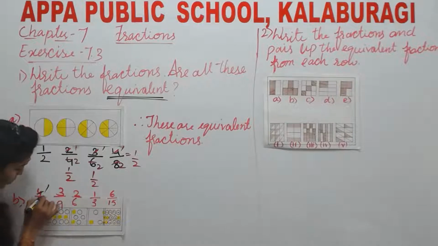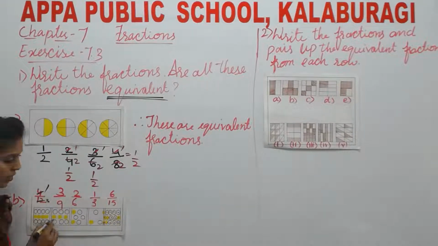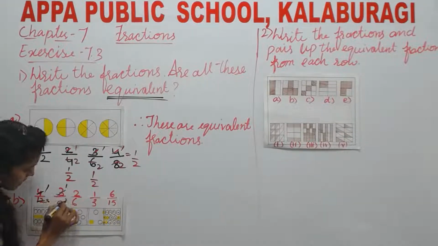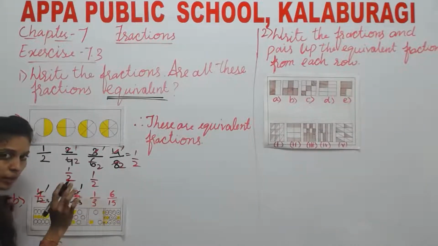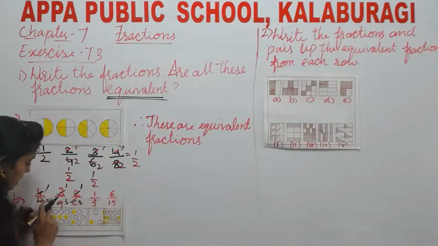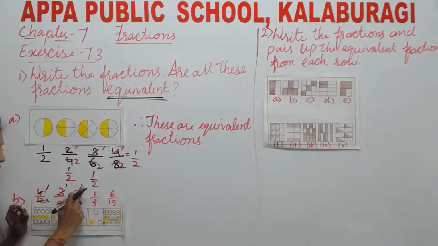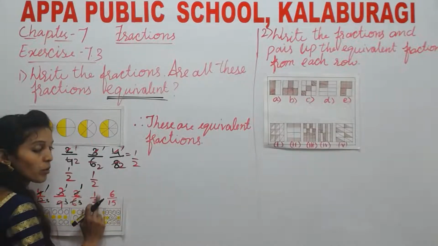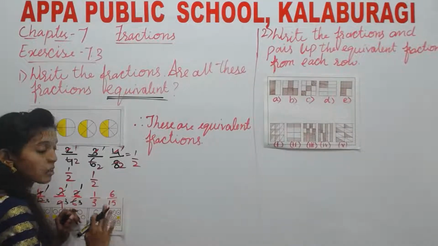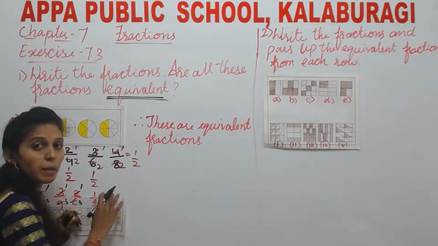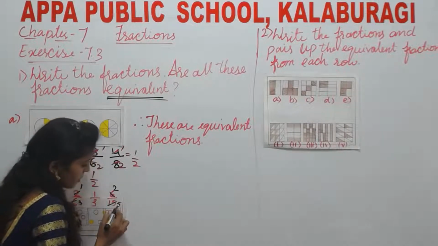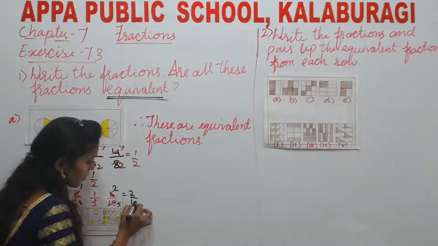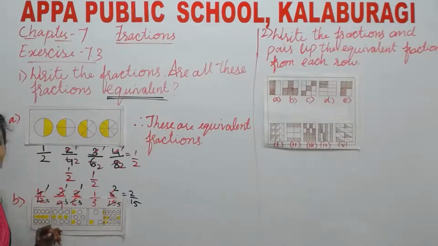Now, simplify. 4 ones are, 4 threes are. 3 ones are, 3 threes are. 2 ones are, 2 threes are. This is already 1 by 3. This is 1 by 3, this is 1 by 3, this is 1 by 3. But what about this one? Both are divisible by 3. 3 2s are 6, 3 5s are 15. So you will get 2 by 15. Remaining all are 1 by 3.